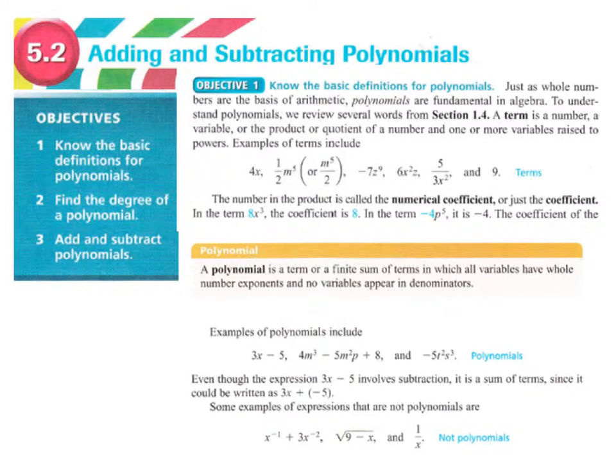Today we're going to be looking at adding and subtracting polynomials, starting with the basic definition for polynomials. Here's some important information for you to read, so go ahead and pause the video and read that and resume when you're done.